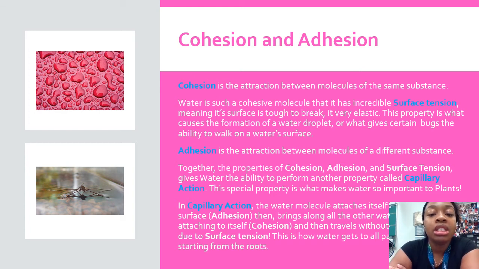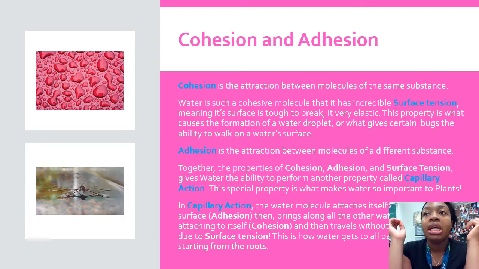Also, adhesion. Adhesion is the attraction between molecules of a different substance. So together the properties of cohesion, it being attracted to itself, adhesion, it being attracted to other things that are also negative and positive, and the fact that it has a great surface tension, gives water the ability to perform the property called capillary action. This special property makes water so important to plants. All right, so what happens in capillary action is the water molecule is attracted to itself. The water molecule is attracted to surfaces that are hydrophilic, that like water.